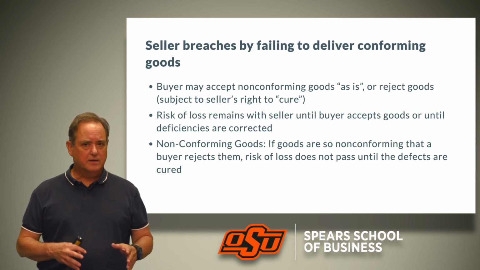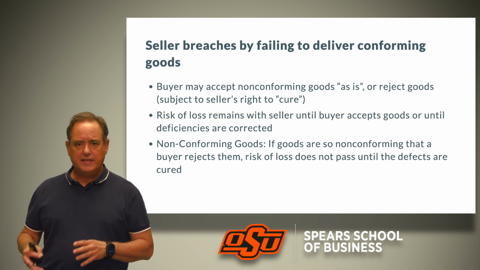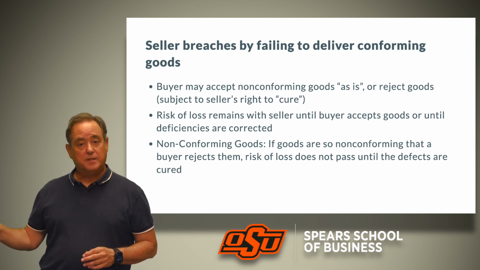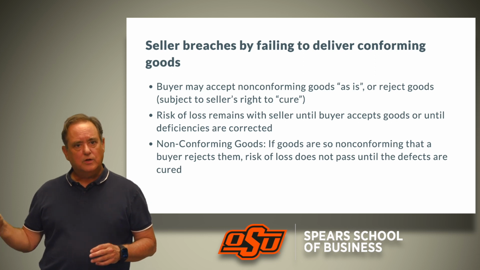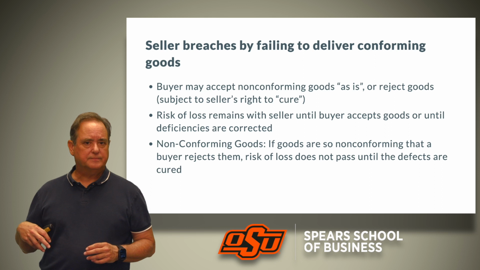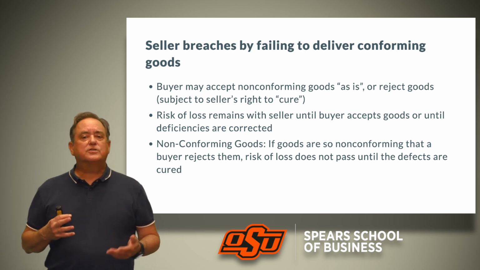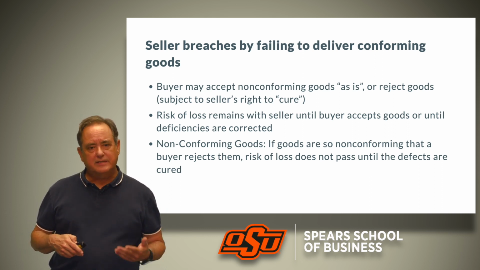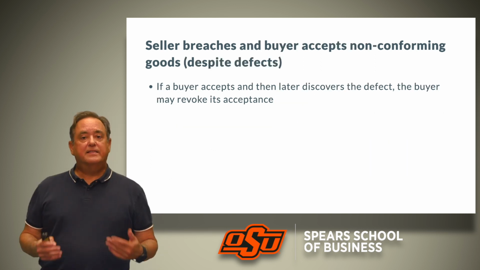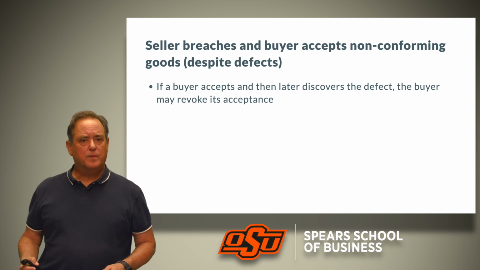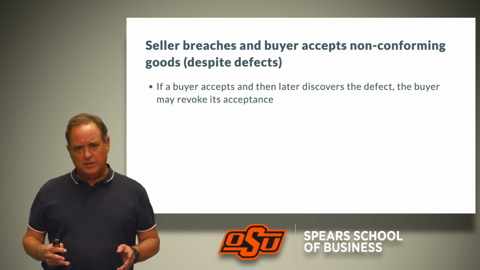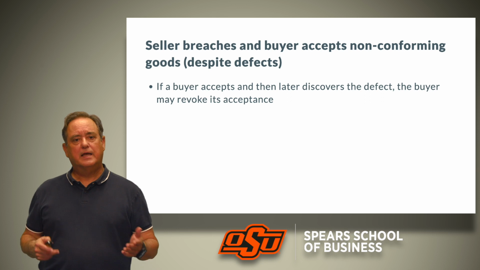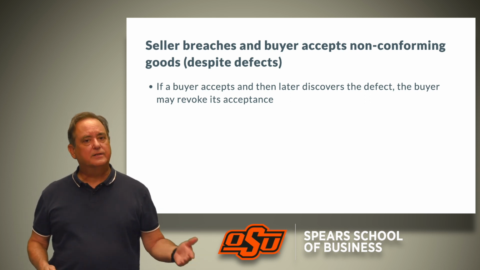So if I, as a seller, deliver non-conforming goods, goods that do not conform with the contract, I retain the risk of loss until such time as the buyer takes the goods as is, or until the buyer rejects the goods. If the goods are so non-conforming that a buyer rejects them, the risk of loss does not pass until the defects are cured. Say the seller breaches and the buyer accepts those non-conforming goods. If a buyer accepts the goods and then later discovers the defect, the buyer has the right to revoke its acceptance, at which point the risk of loss passes back to the seller.